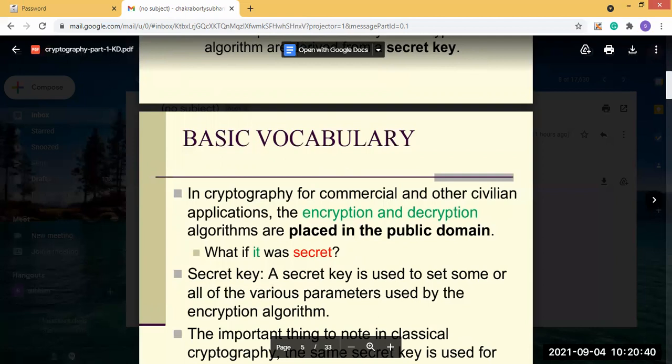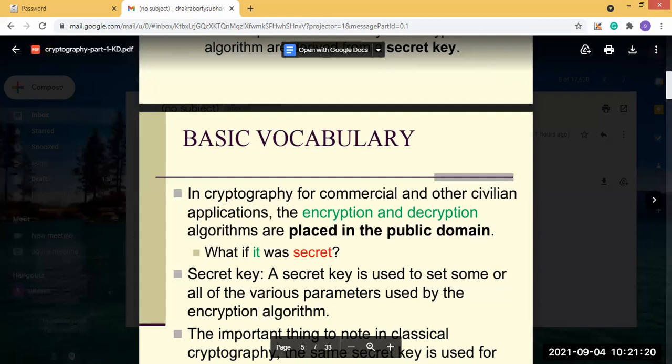Then, what is the secret key? Secret key is basically used to set some or all of the various parameters that the encryption algorithm uses. So the secret key is used for that.